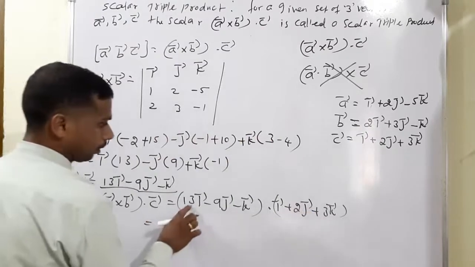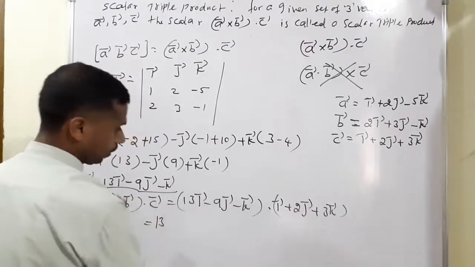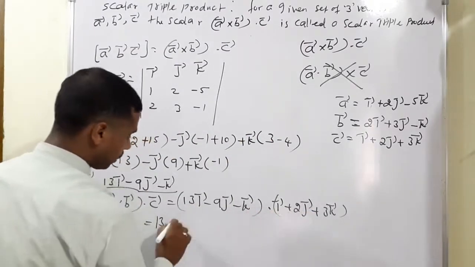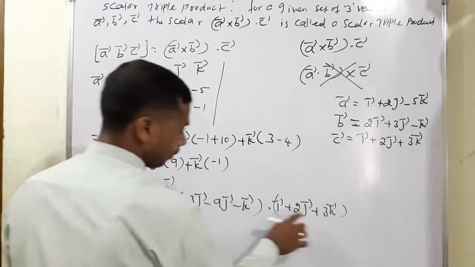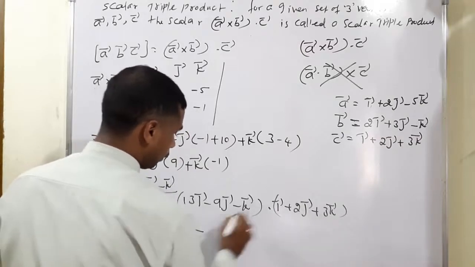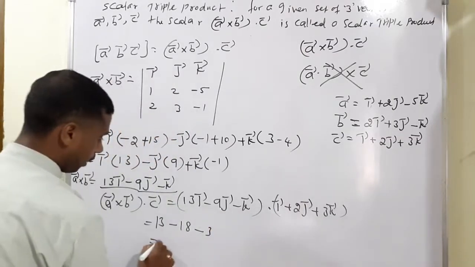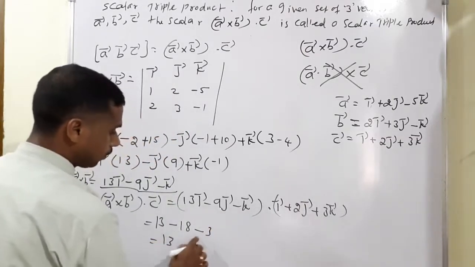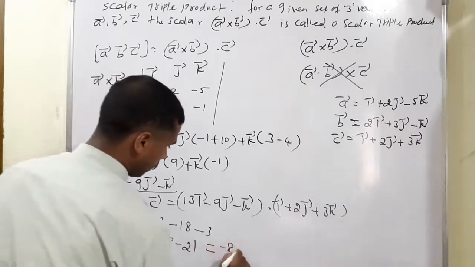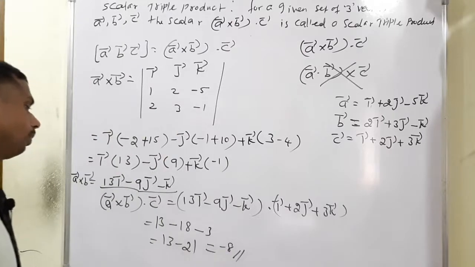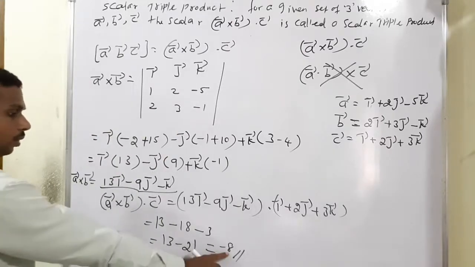Now we can multiply. 13 into 1 means positive 13. Again plus into minus, minus: 9 twos are 18. Then plus into minus, minus: 1 into 3 means 3. Therefore, 13 minus 18 minus 3 means minus 8. So now we can say this is actually a scalar.